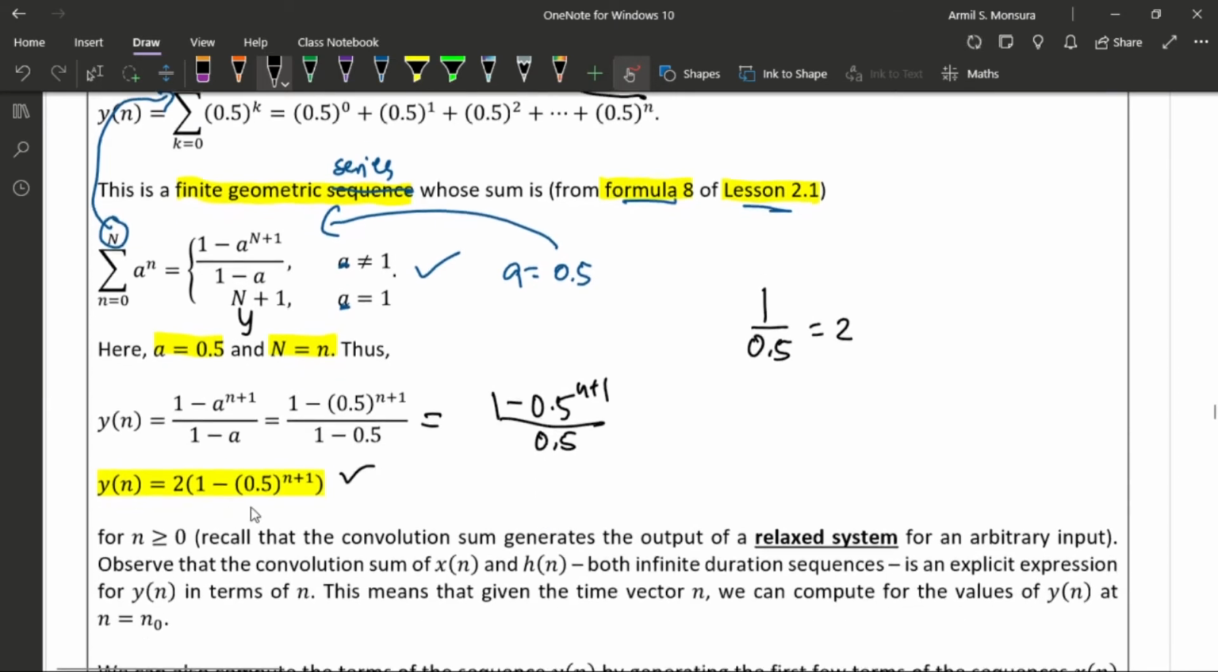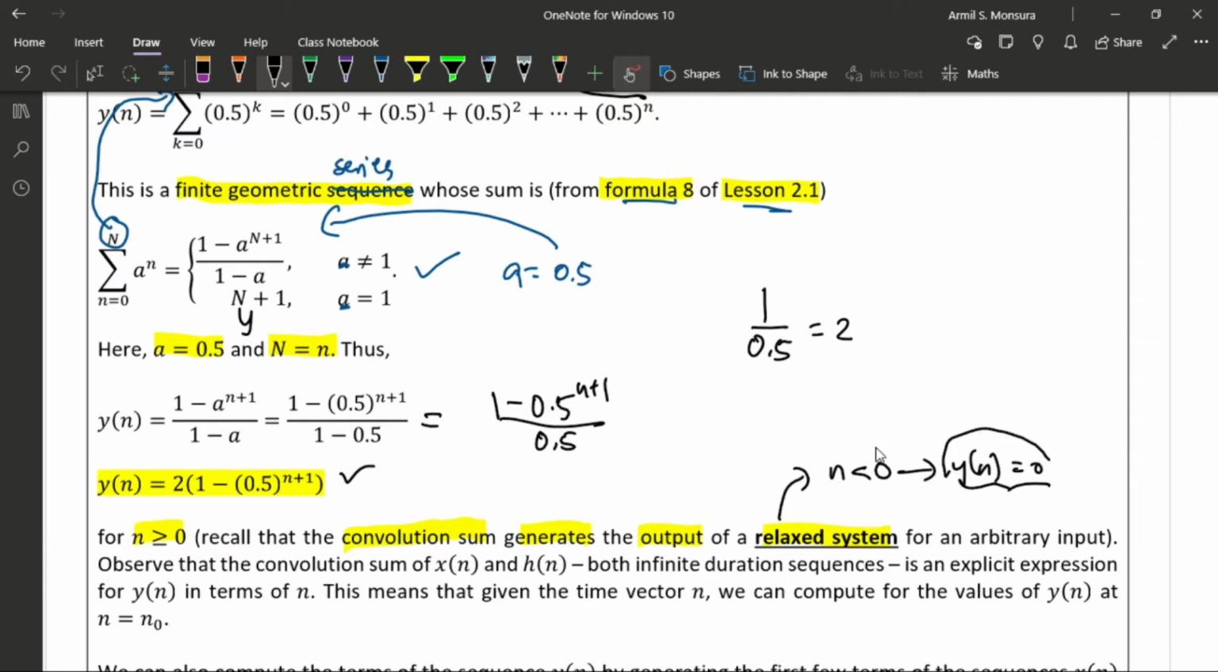So your output sequence is now 2 times 1 minus 0.5 raised to n, for n greater than or equal to 0. We define the output sequence for n greater than or equal to 0 since the convolution sum generates the output of a relaxed system. When your system is relaxed, negative indices of your output sequence are 0.